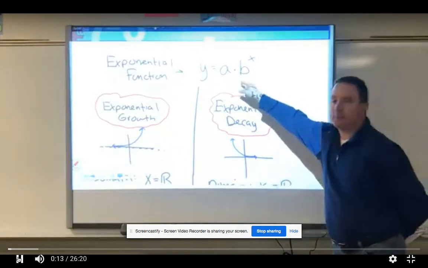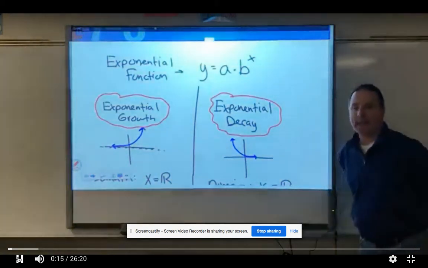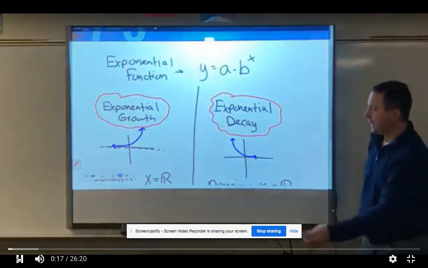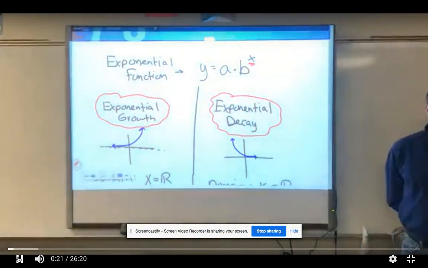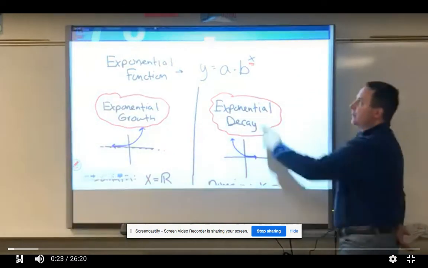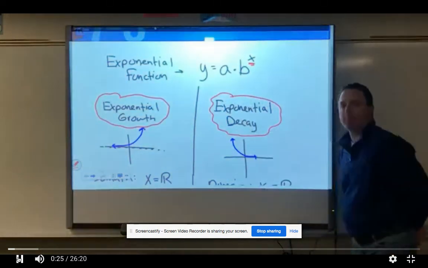Well, the equation of an exponential function is y equals a times b to the x power. And if you look carefully here, the little x is up there as an exponent. Okay, and the two numbers before it.